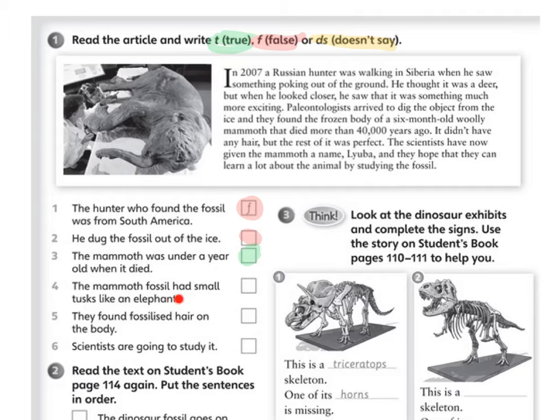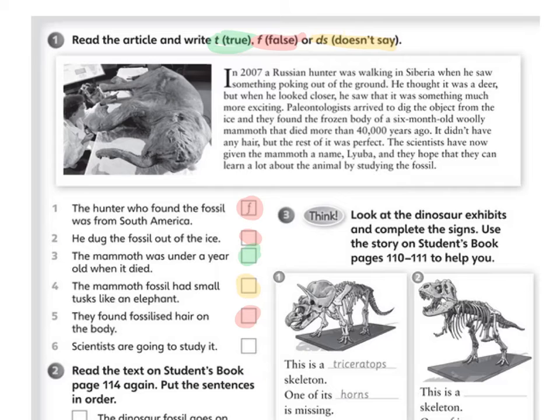The mammoth fossil had small tusks, like an elephant. Okay, let's read. That died more than 40,000 years ago. It didn't have any hair, but the rest of it was perfect. The scientists have now given the mammoth a name. No. We don't have any information about that, so it's going to be doesn't say. They found fossilized hair on the body. Okay. It didn't have any hair, so that definitely is false.